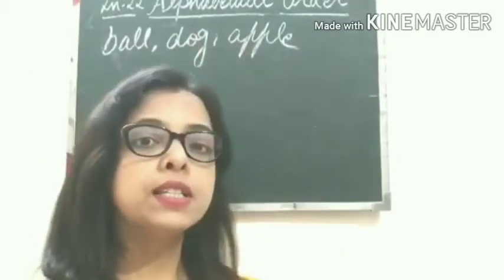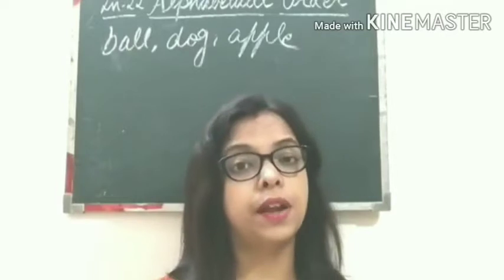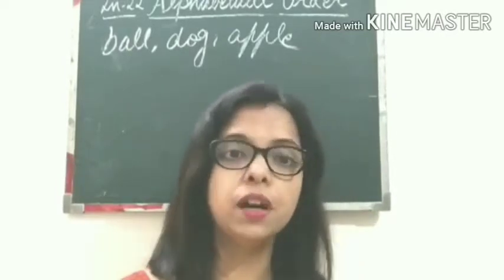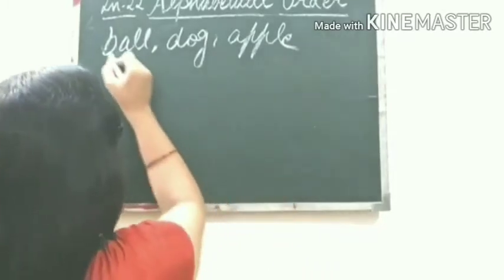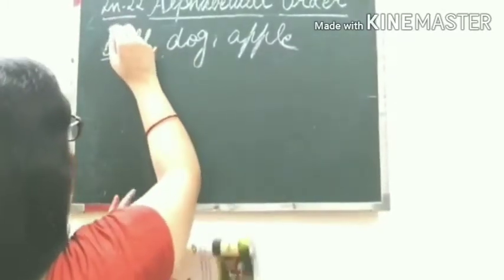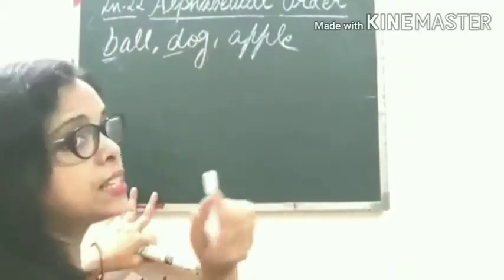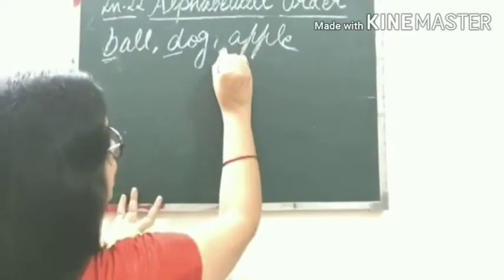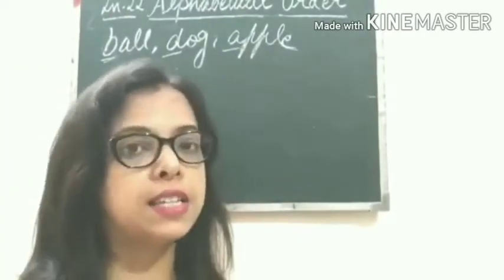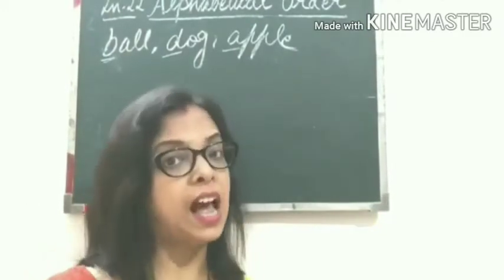So children, the first thing is that we arrange the words in alphabetical order according to the first alphabet, the first letter of the word. Like here, ball. The first alphabet is B. Second is dog. The first letter is D. Apple. The first letter is A. So we will see the first letter, and according to the first letter only we will arrange it in alphabetical order.